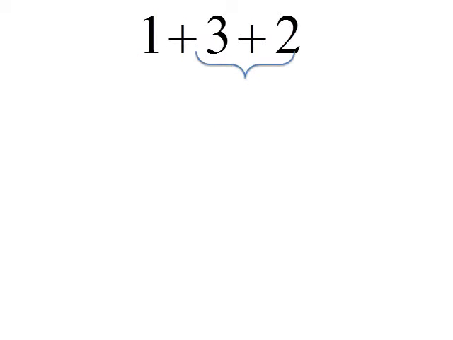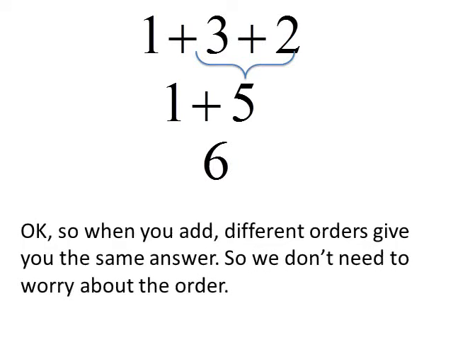Do I take 3 plus 2? Well, that's 1 plus 5, right? 3 plus 2 is 5, and I add the 1. That's 6. So when I add, and I found this out by experimentation, not by some rule somebody passed from above, when you add, the different orders give you the same answer. So the order doesn't matter when you add.